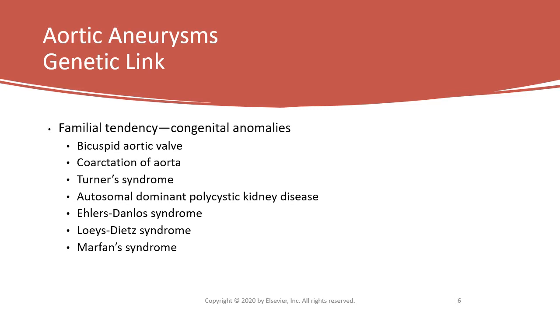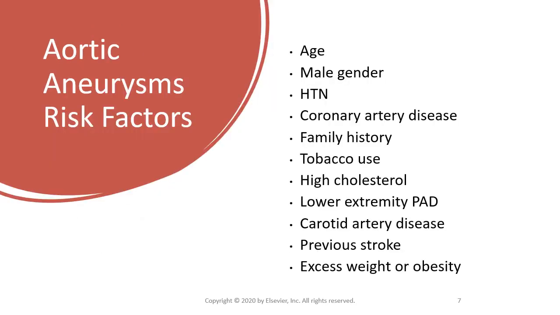The familial tendency is related to several congenital anomalies. Examples include bicuspid aortic valve, coarctation of the aorta, Turner syndrome, autosomal dominant polycystic kidney disease, specific collagen deficits, and premature breakdown of vascular elastic tissue, as is found in Marfan syndrome.